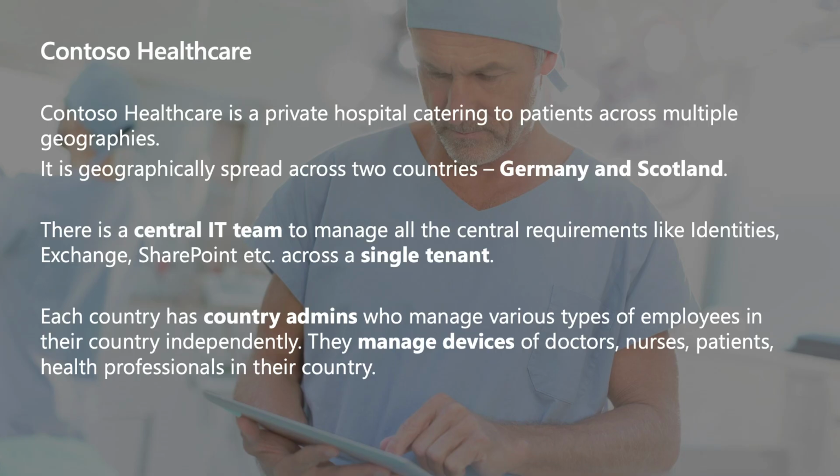So now that we just talked about RBAC, scope tags, and why you need them, let's discuss a few scenarios. I'm taking an example of a fictitious hospital, but the scenarios are very close to real-world examples to see RBAC in action. Contoso Healthcare is a private hospital catering to patients across various geographies. It has hospitals in Germany and Scotland. The hospitals in each country are independently managed by its admins to enable doctors and nurses and clinicians of their country. There is central IT to manage identities in Office, and their role is to act as an enabler for country admins. Another point to note is that both the countries share the same Microsoft 365 tenant.